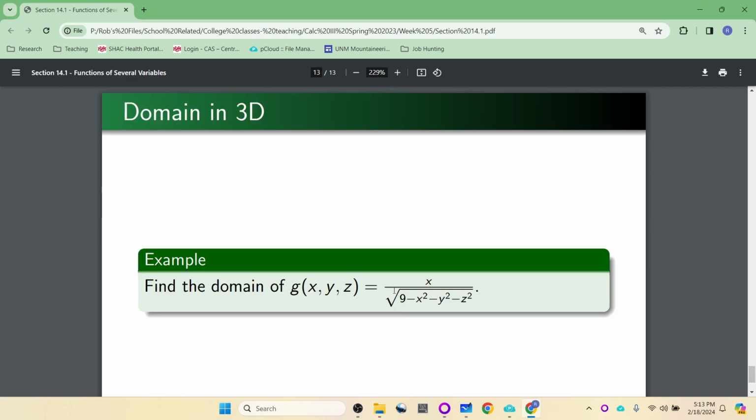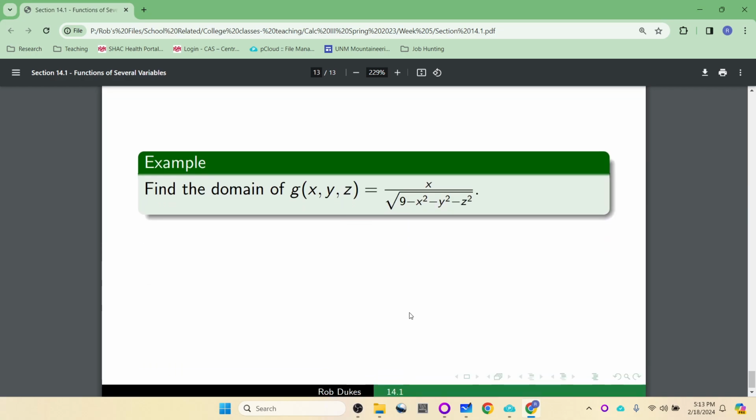All right, I want to show one more example. Find the domain of this function: x over the square root of 9 minus x squared minus y squared minus z squared. What is this function? Well, we do not have any logarithm. We do have a square root and we have a denominator. Square root says the thing inside has to be non-negative. Denominator says it also can't be 0. So the domain will just be whatever makes that denominator positive.